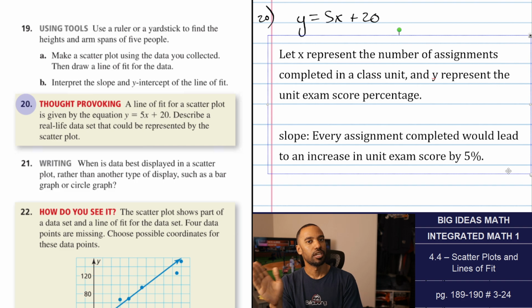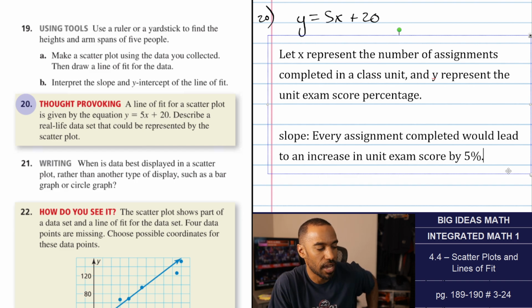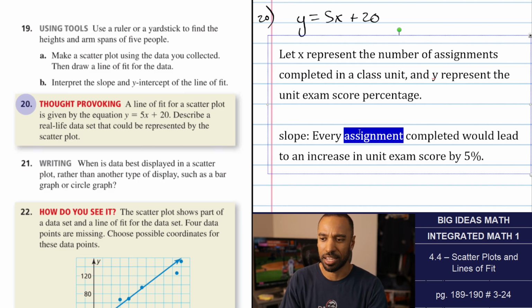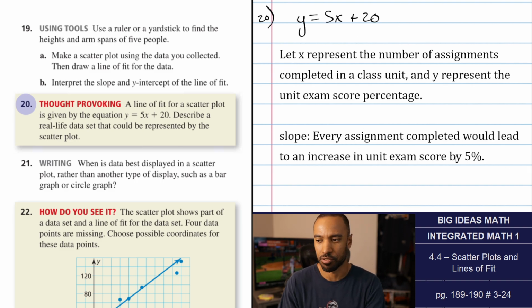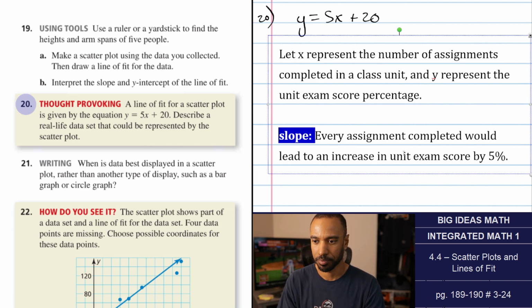So if I completed 1 assignment in the unit, I'm expected to get 25% on the test, 2 assignments, 30% on the test, things like that. I guess it's a massive unit with a lot of assignments. Or how about activity? Every activity completed. That's fine. We'll include classroom and homework activities. Let's hope that you do the stuff.